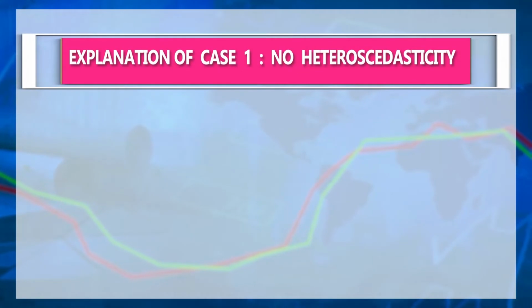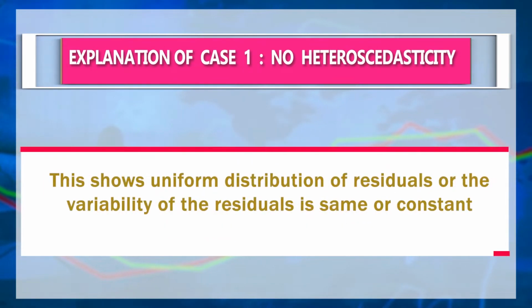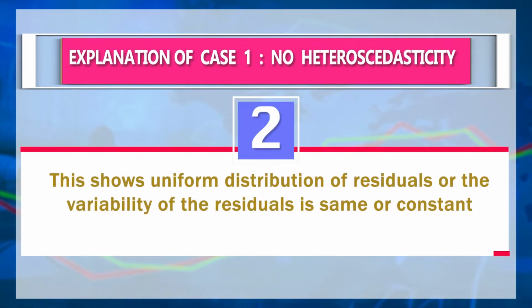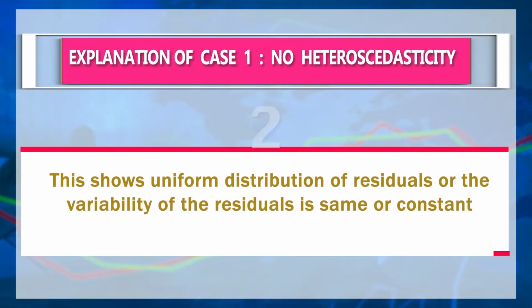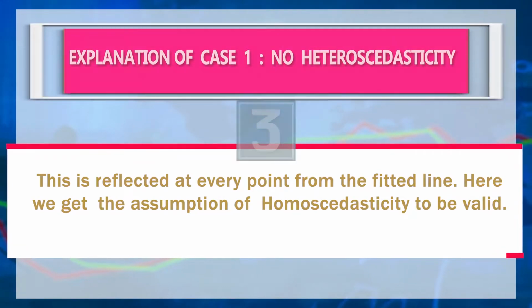So this consistent pattern confirms that the problem of heteroscedasticity is not there, so the assumption is absolutely satisfied. Now we move on to the explanation of case 1, where we observe that the residuals follow a bell-shaped distribution. The same variability is observed, that means the variability is constant. And so we can carry on with the OLS and the assumption is valid. We go for case 2.